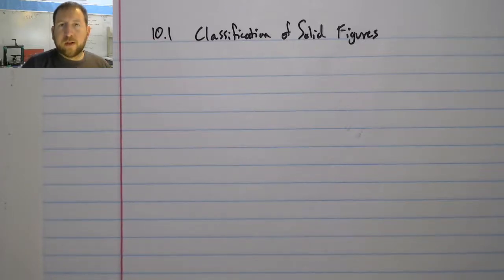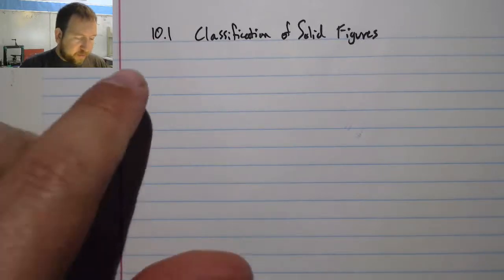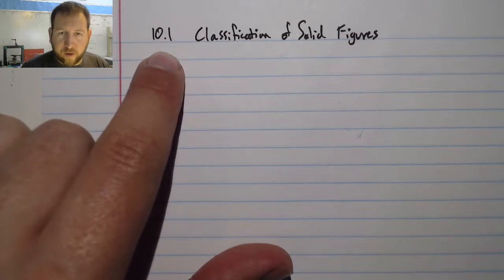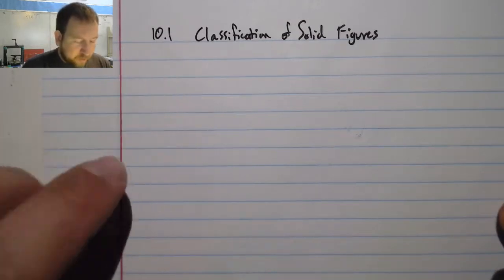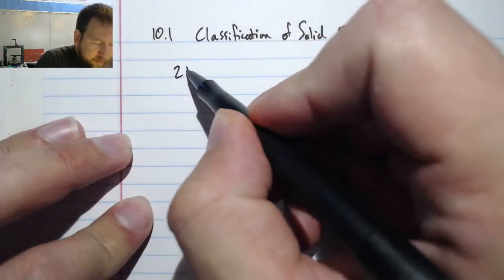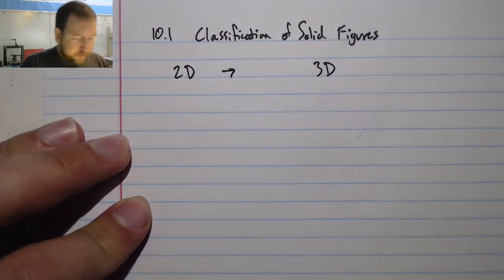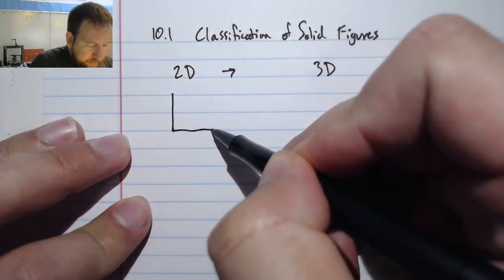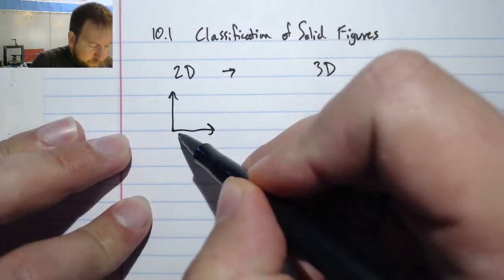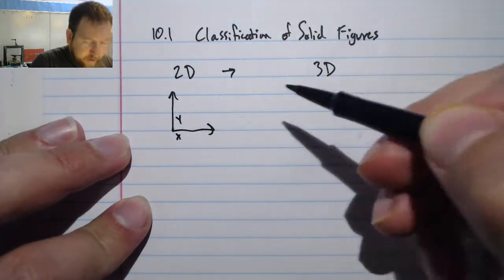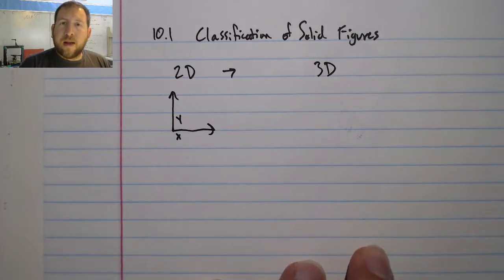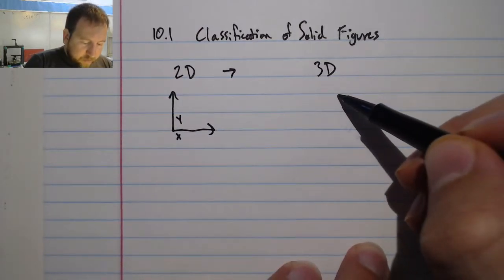All right, I want to move on to chapter 10. This is chapter 10 or section 10.1. We're going to be moving on from 2D to 3D. The big difference here is we used to be looking at the X and Y plane. We have our X here and our Y here. And now it's going to be a little different. We are going to be in 3 dimensions.